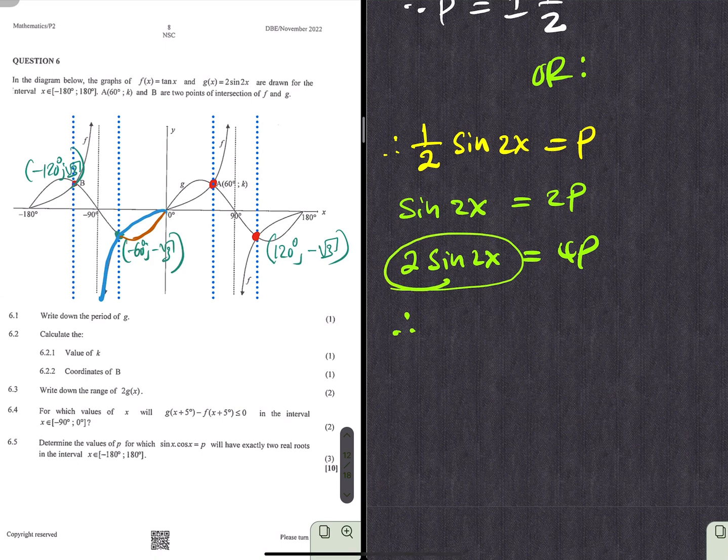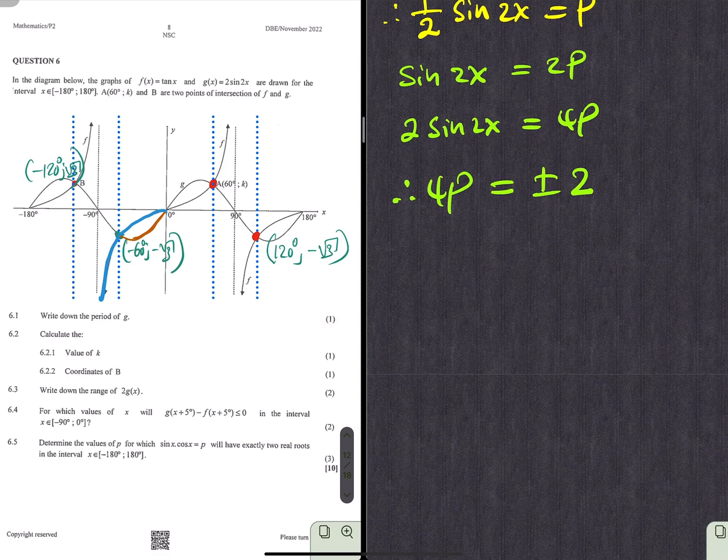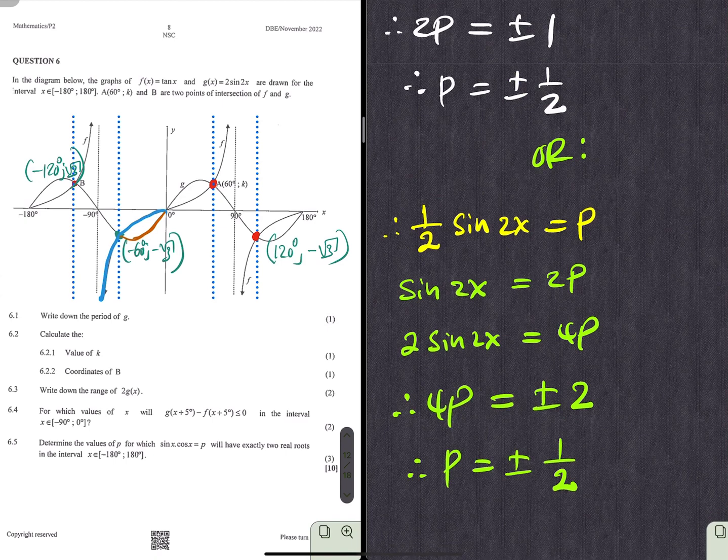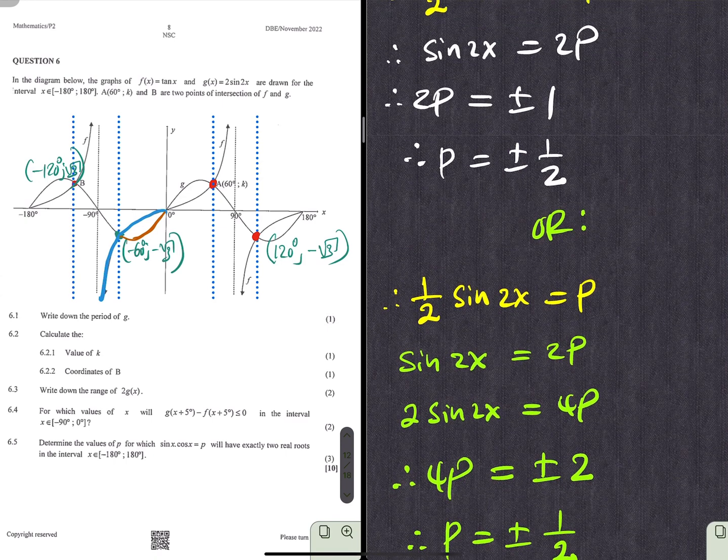Check something, what is the maximum and the minimum of this graph? We said that is really going to give us a positive 2 and negative 2. So this means that 4p, this value here, is equal to plus or minus 2. So therefore, you can divide throughout by 4. You get p equals, if you divide both sides by 4, plus or minus 1 over 2. So the value of p is indeed plus or minus 1 over 2.